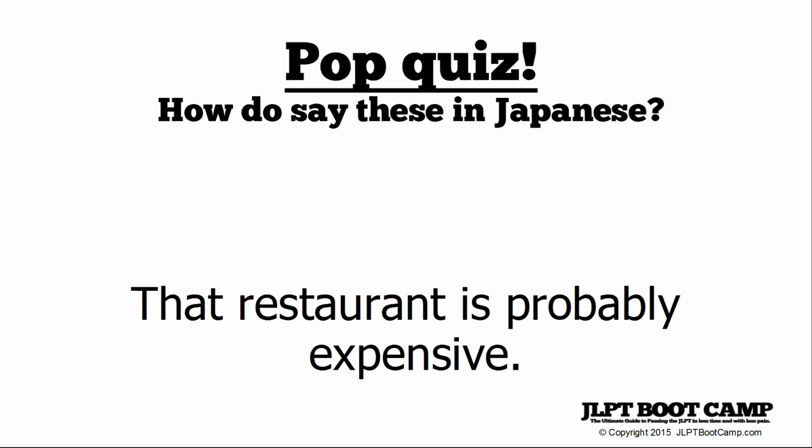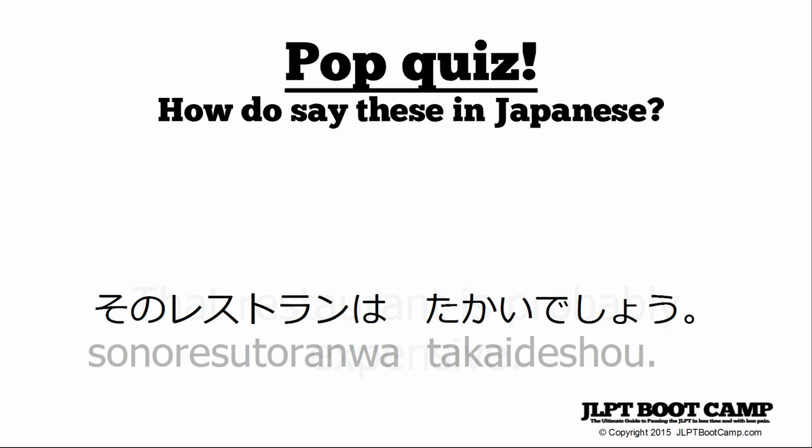And one more sentence. That restaurant is probably expensive. You're uncertain about this situation. You're kind of making a guess, maybe from the facade, from the outside of the restaurant, just giving it a once over. You're guessing that it's probably expensive. How would you say that in Japanese? You would say, sono restaurant wa takai deshou. So sono is that, restaurant is, of course, restaurant. Wa is a topic marking particle. Takai is expensive, and deshou is you're expressing your uncertainty. So altogether, that restaurant is probably expensive.